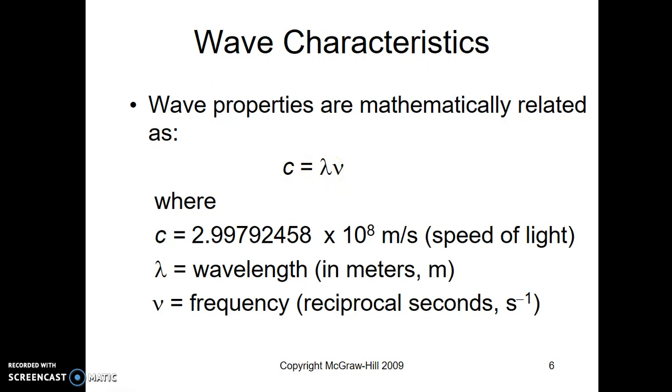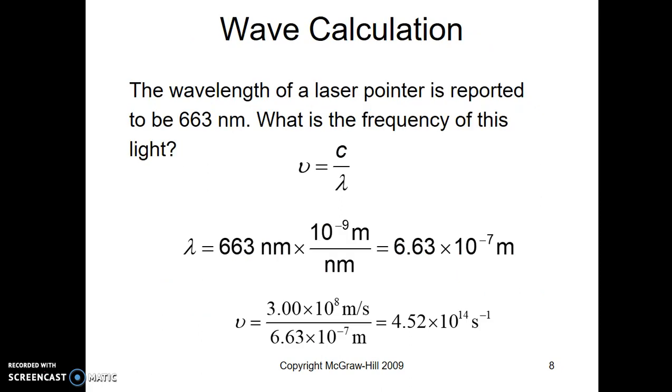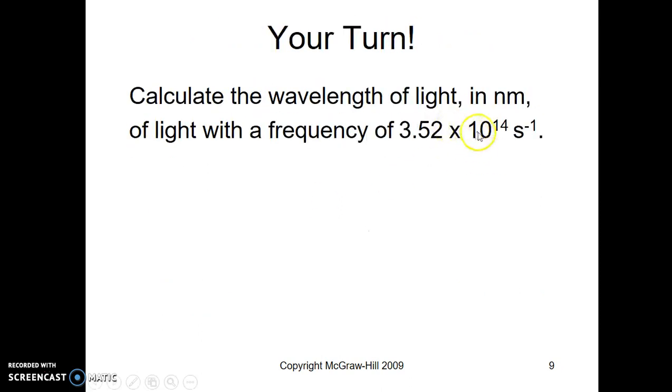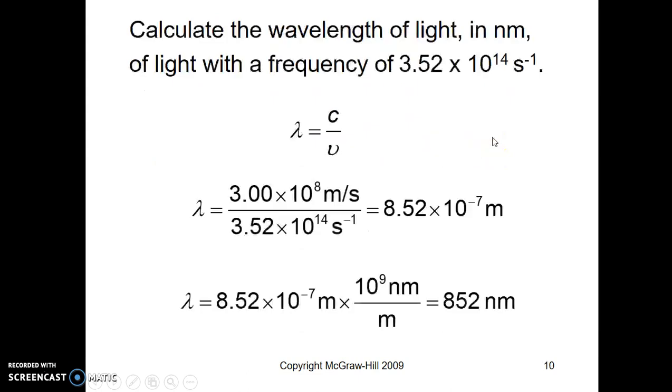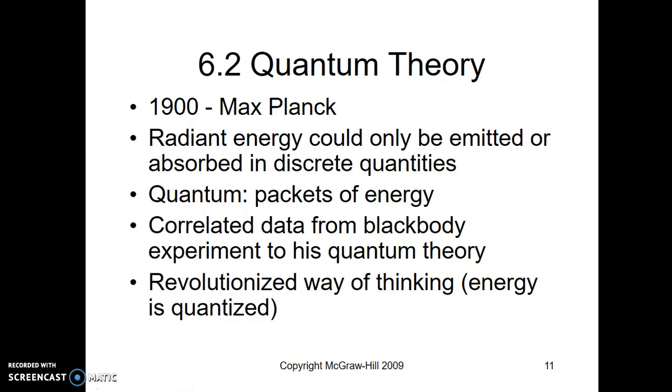So you should use the equation c divided by v. Don't forget your c, that's a constant. It never changes, 3 times 10 to the 8th. Your wavelength is already in the proper unit, so you should be able to plug and chug there. You should get this number, 852 nanometers. All right, let's keep going.